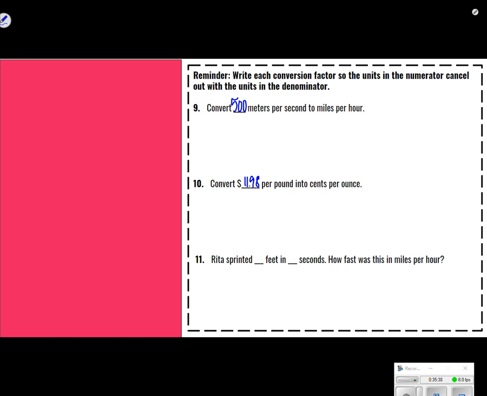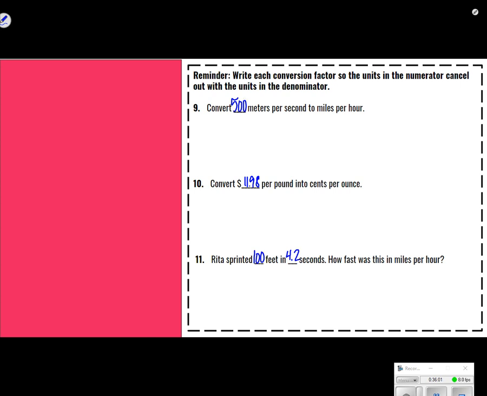And Rita sprinted, let's have her sprint 100 feet in 4.2 seconds. How fast was this in miles per hour? We'll see. I just made these up, so she may be running really, really fast. All right, convert 500 meters per second into miles per hour.